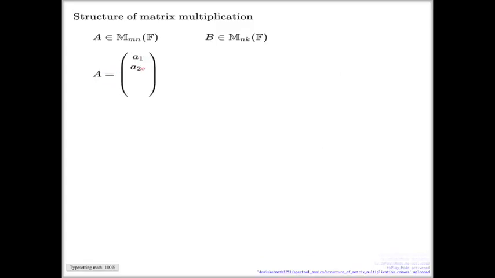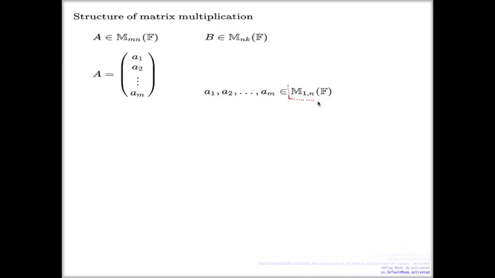I will think of this matrix A as something which consists of rows. So this little A1, little A2, little AM, these are the rows of my matrix A. Each little A1, A2, AM symbol is a matrix in its own right of size one row, N columns. So I'm giving a particular row structure to my matrix A.